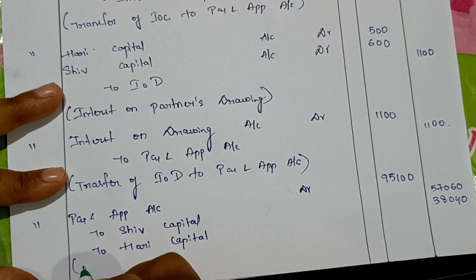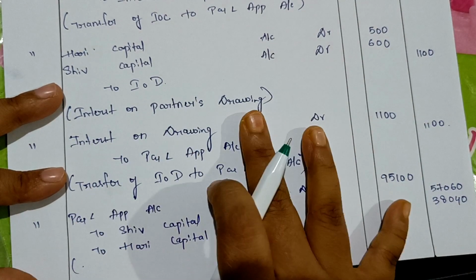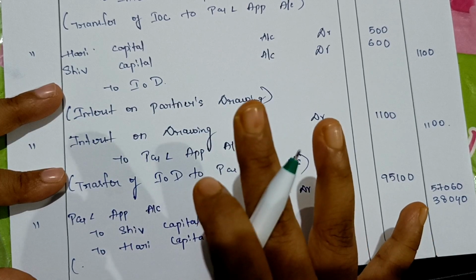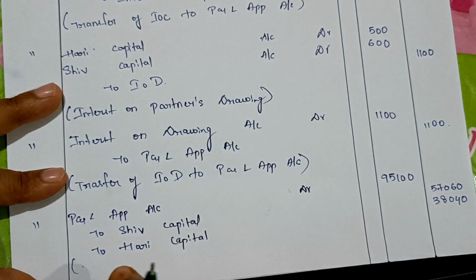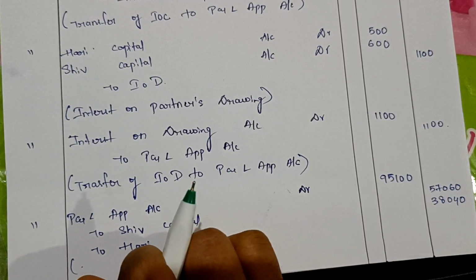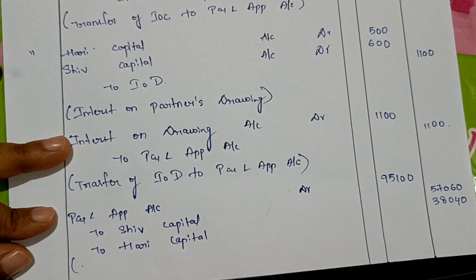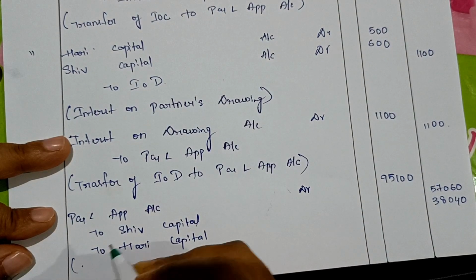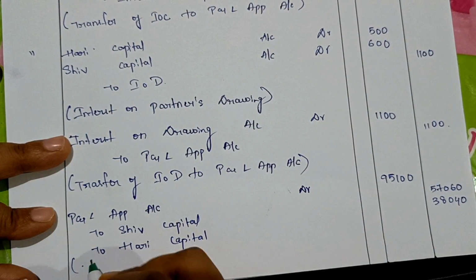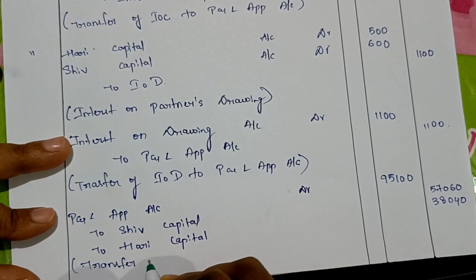So the narration will be the transfer of credit balance to the profit and loss appropriation account. If we incurred any loss, here the narration will be the transfer of debit balance. So here our credit side is more, so we will transfer the credit balance to the profit and loss appropriation account.